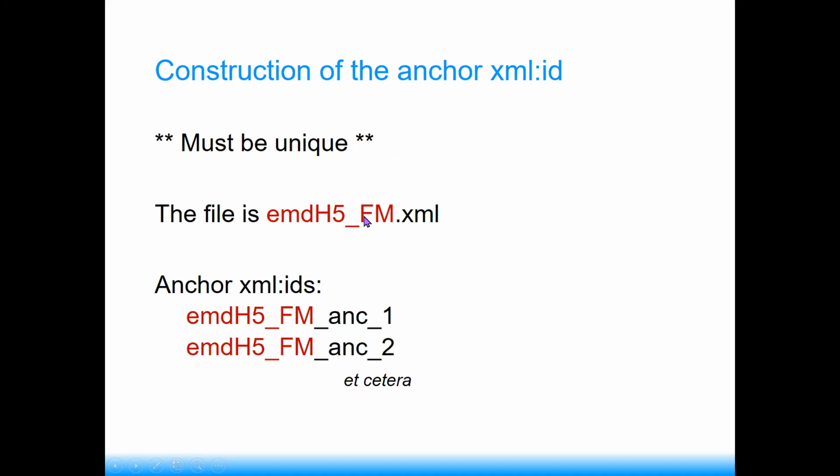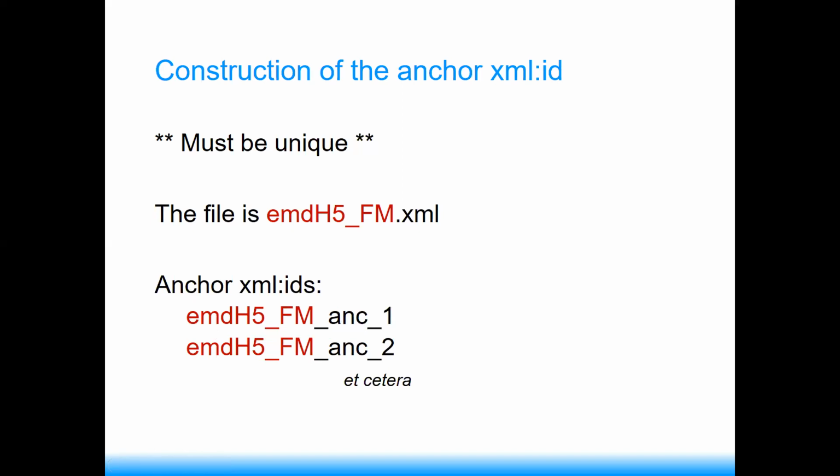Underscore FM stands for Folio Modern, because in this case, there's also a modern edition of the quarto text, which is, as you know, quite different from the folio text of Henry V. So the anchor XML IDs then pick up the name of the file, add an underscore, ANC for anchor, another underscore, and a number. And they will be added to your file in consecutive order, even if you aren't placing them in consecutive order.